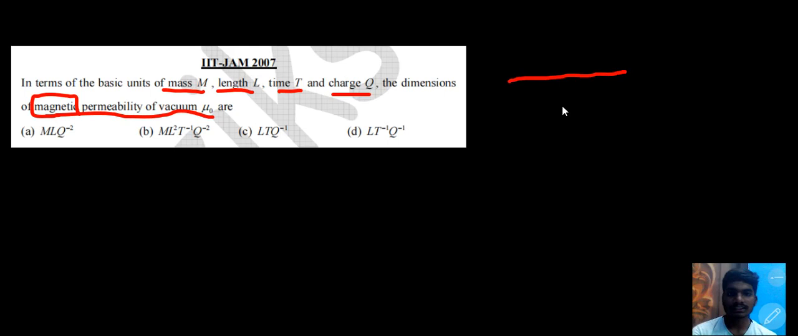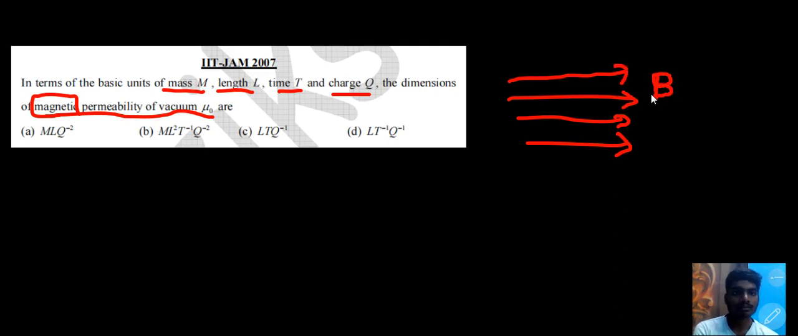To understand the concept, let us consider a magnetic field. This is a vector quantity, the magnetic field B. Let us consider a charge q which is going to enter this magnetic field in a perpendicular manner with the velocity v.